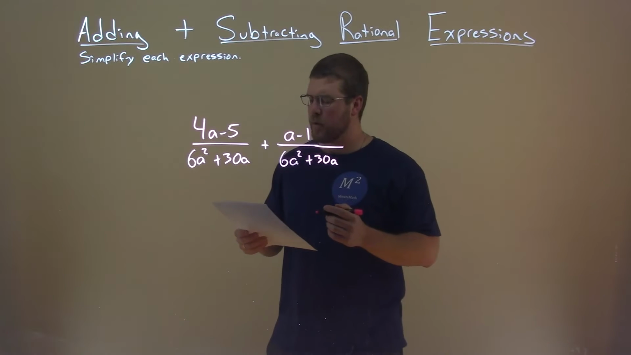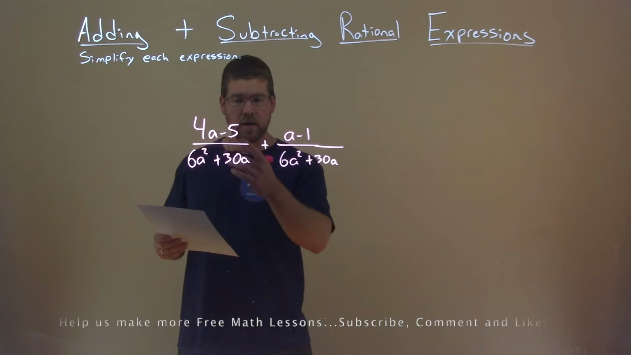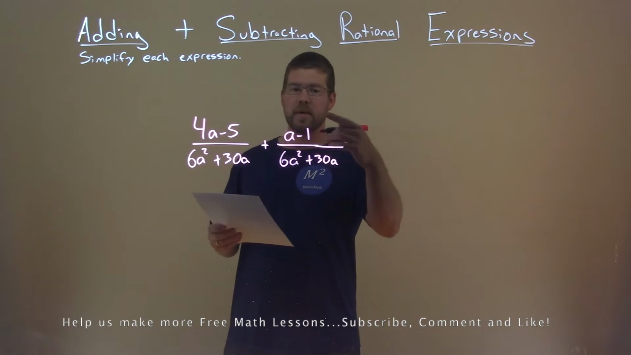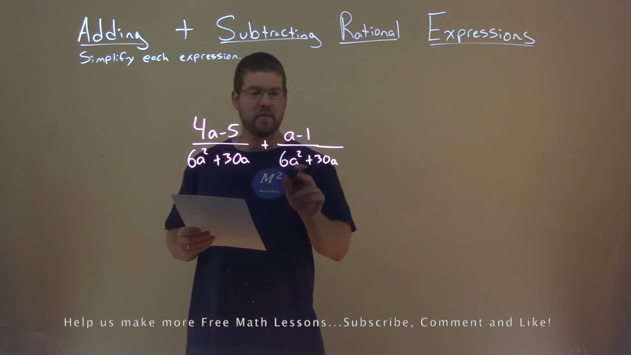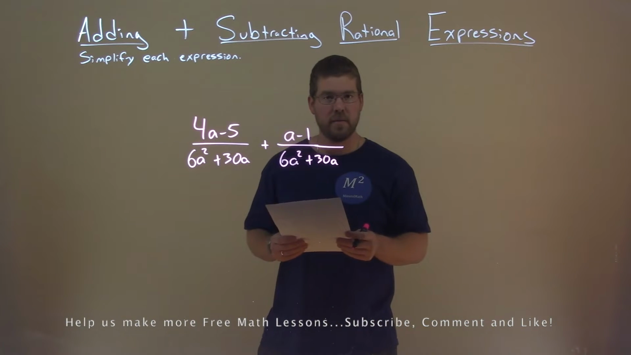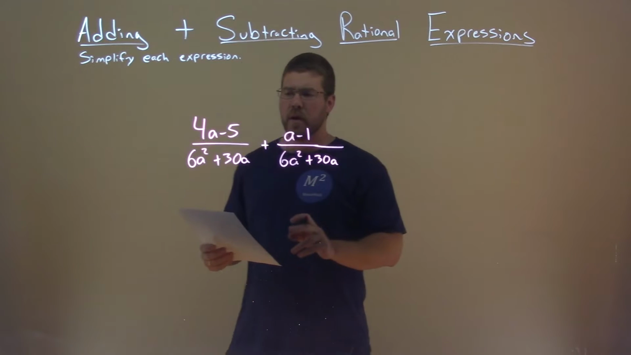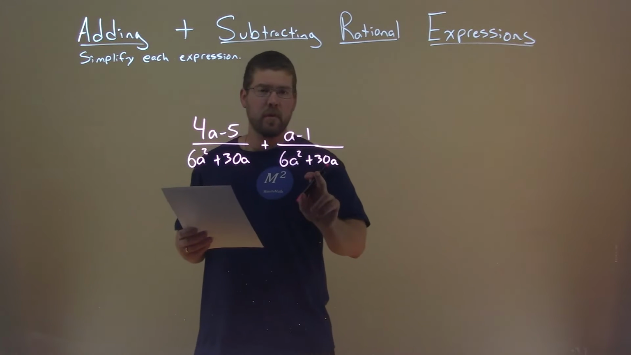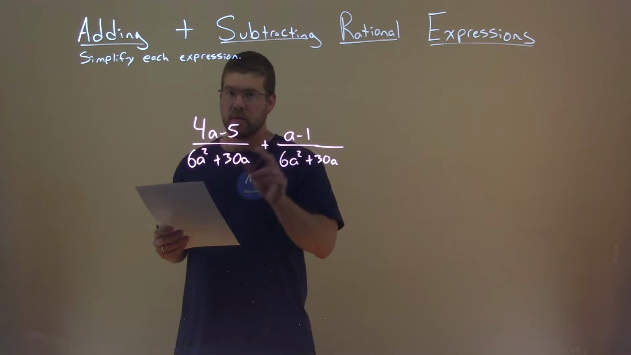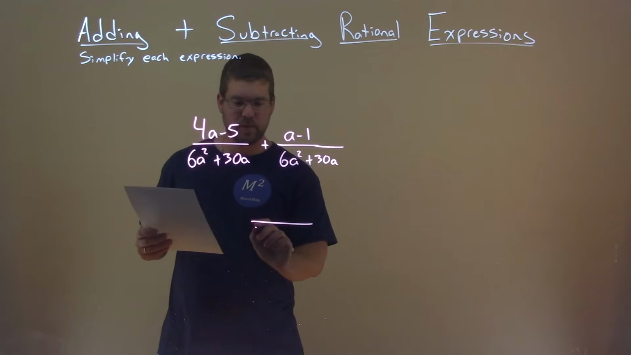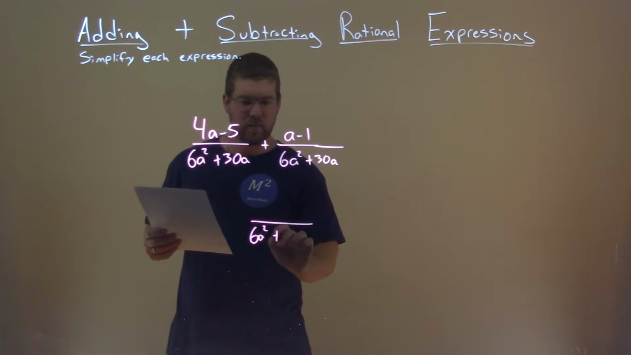We're given this problem right here, (4a minus 5) divided by 6a squared plus 30a, plus (a minus 1) divided by 6a squared plus 30a, and we need to simplify this expression. Well, the denominators for both of them are the same in fraction form, so we know we can combine them to have that same denominator, 6a squared plus 30a.